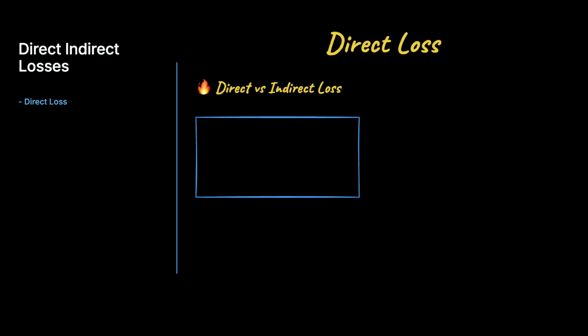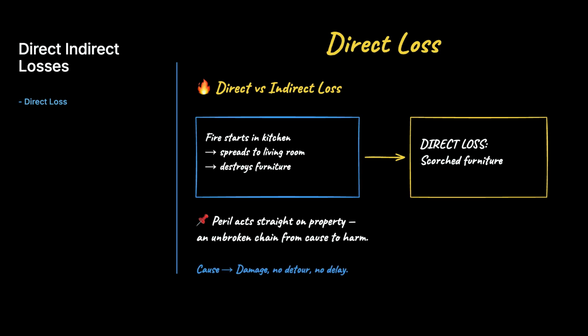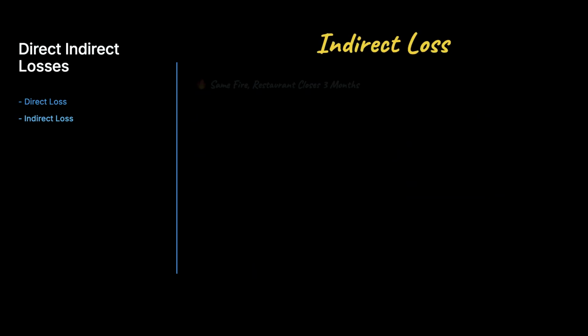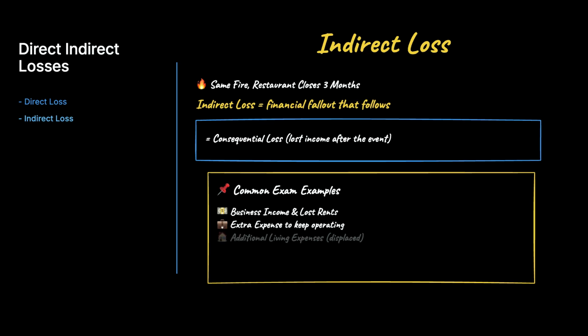Let's shift to how losses ripple outward, direct versus indirect. A direct loss is the immediate physical damage from a covered peril, an unbroken chain from cause to harm. A fire starts in a kitchen, spreads to the living room, and destroys the furniture. That scorched furniture is the direct loss, the peril acting straight on property. An indirect loss, also called consequential, is the financial fallout that follows. Same fire, but the restaurant closes 3 months for repairs, and that lost business income is the indirect loss.